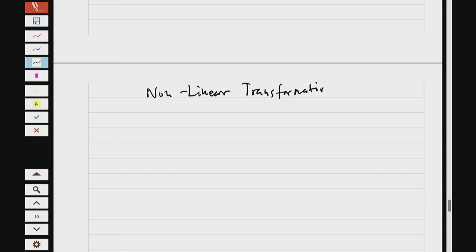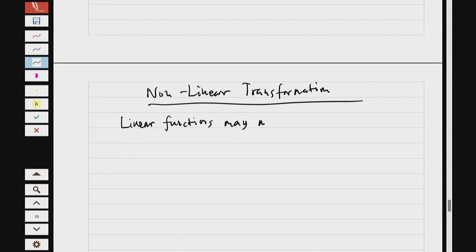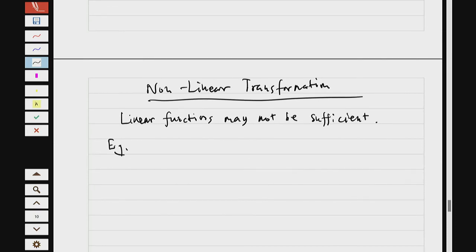Nonlinear transformation. So again, the motivation is that linear functions may not be sufficient. One example is we might have a nonlinear classification problem.